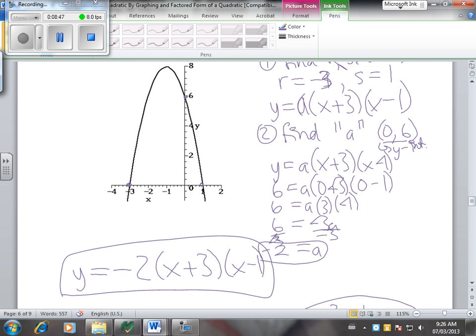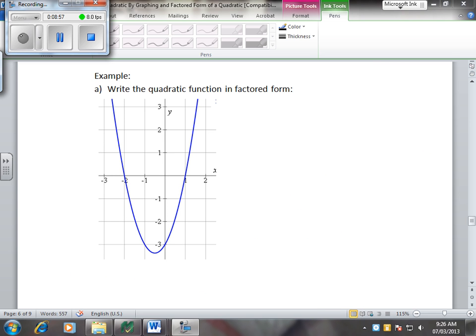And if we just roughly draw in, it does look like it goes right down the middle at x equals negative 1. So let's do another example. We want this in factored form.